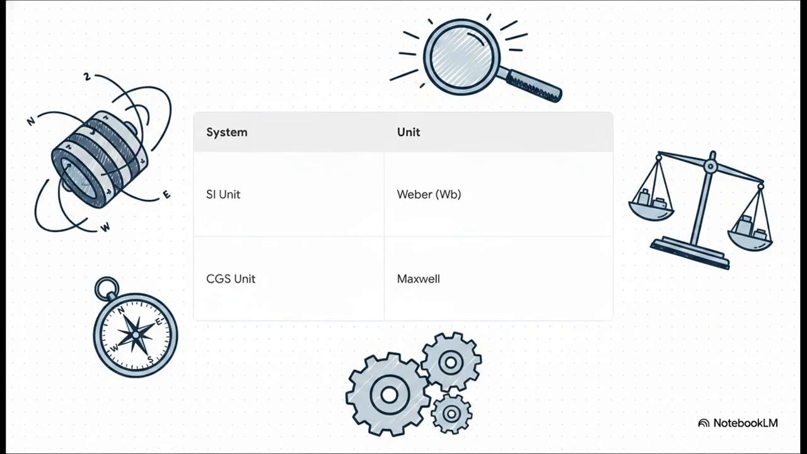Now, if we're going to calculate this, we need to know the units. In the standard SI system, we measure magnetic flux in Webers, abbreviated as Wb. Fun fact, that's named after the co-inventor of the first electromagnetic telegraph. And if you're using the older CGS system, the unit is the Maxwell. Definitely keep these specific units in mind for your calculations.